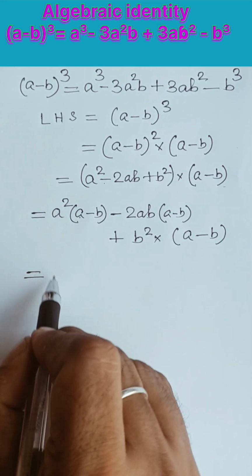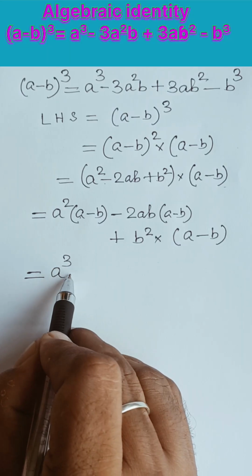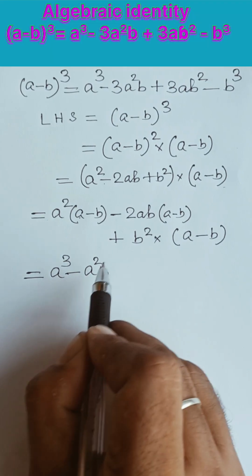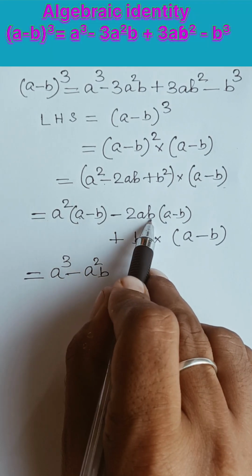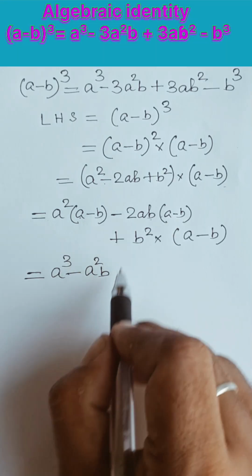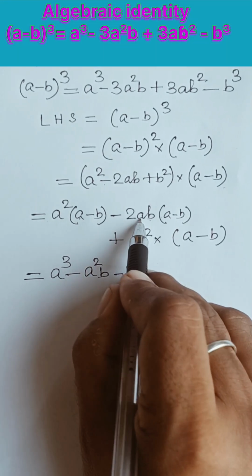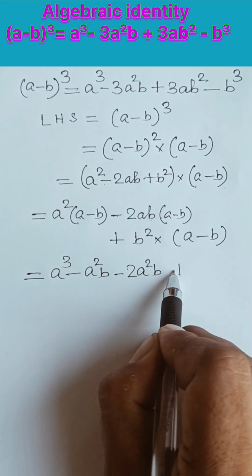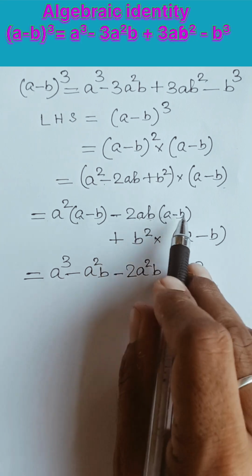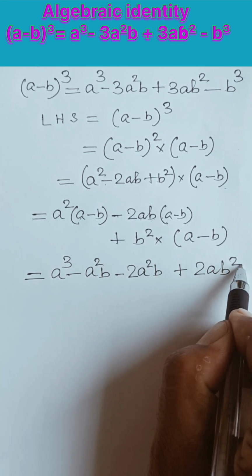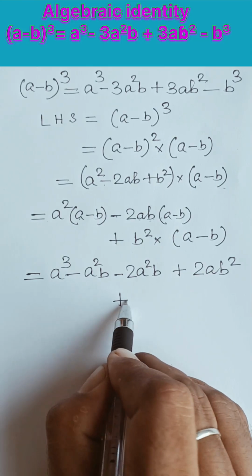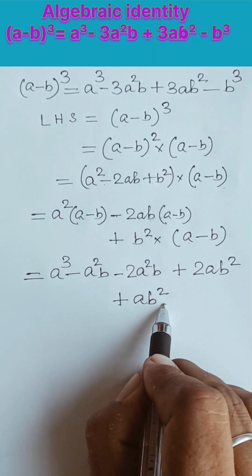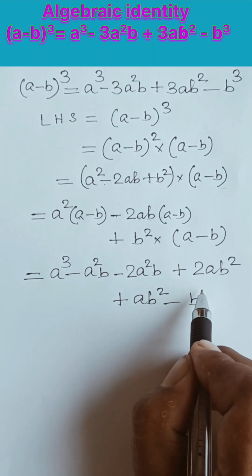a² into a will give me a³, plus a² into minus b, that is minus a²b. Here I have to multiply -2ab with (a - b). So minus 2a into a, that is -2a²b, minus into minus, that is plus 2ab². Here this term is left, so plus b² into a, ab², right? Plus b² into minus b, that is minus b³.